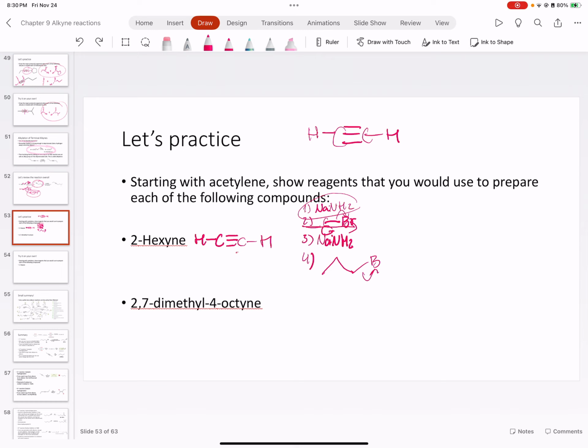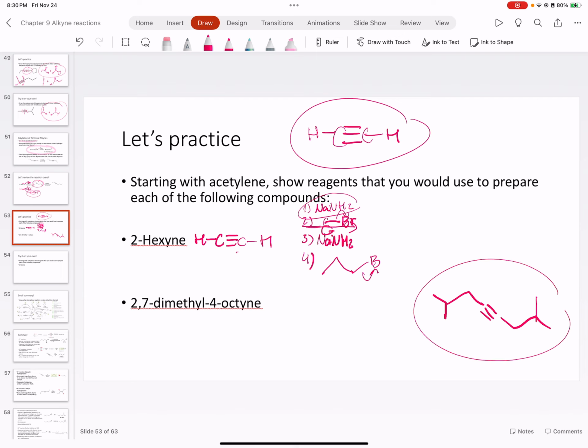So let's see, 2,7-dimethyl-4-octyne. So then I think it looks like this. If I'm not wrong, I think it looks like that. So then they want to go from here to here. So then they're asking us what we need. So then, as we know, we're gonna need our NaNH2, right?